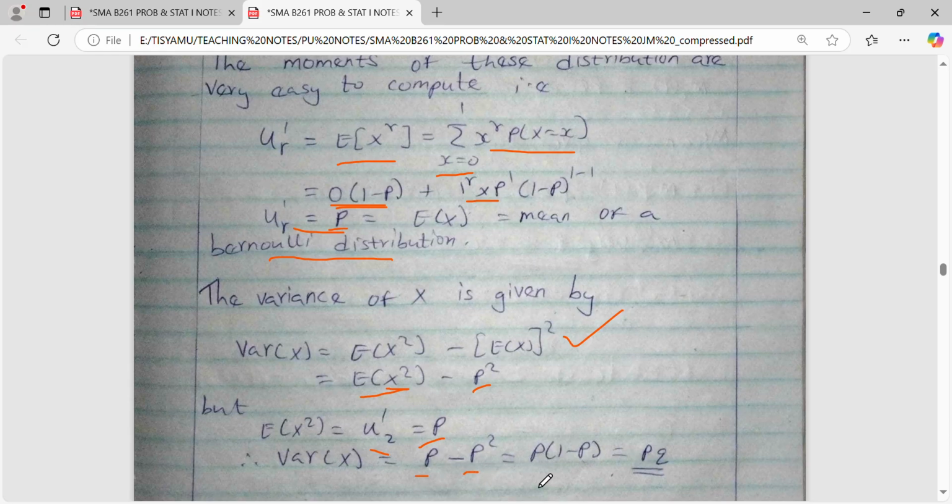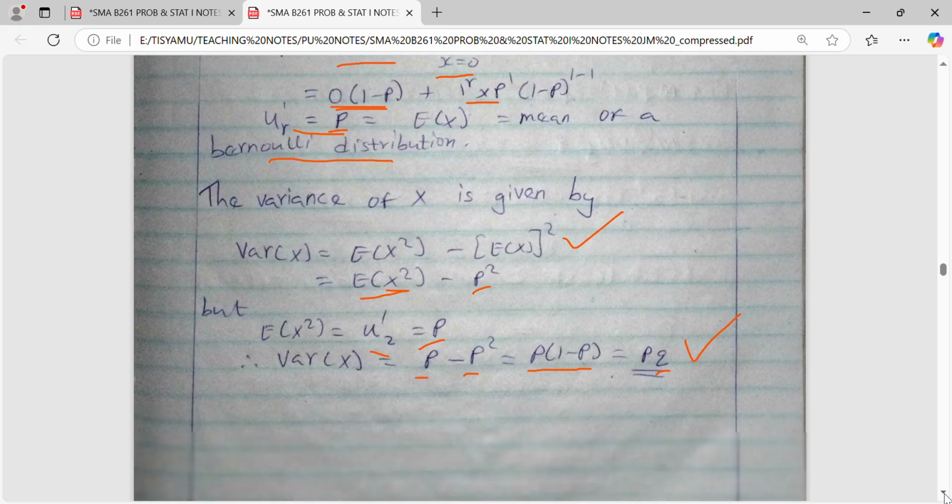And you can see p is common, so we can factor it outside, and you're going to have p into (1 minus p). But what is 1 minus p? It's same as q. And therefore the variance of x is same as p times q.